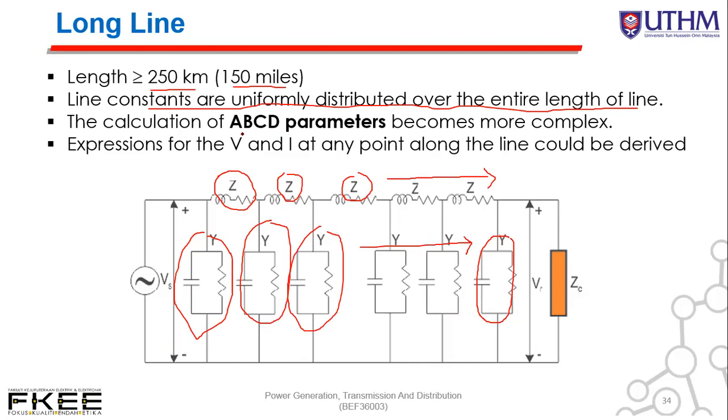So from here we can use the ABCD parameter, similar to the case of the short and medium line models, but the ABCD parameter becomes more complex. Okay, we will see how complex it is. And the expression for the voltage and current at any point along the line could be derived. This means that we can derive the voltage and current at this point, and also the voltage and current before the receiving voltage.